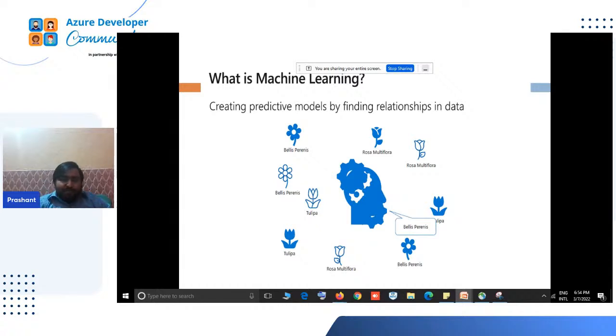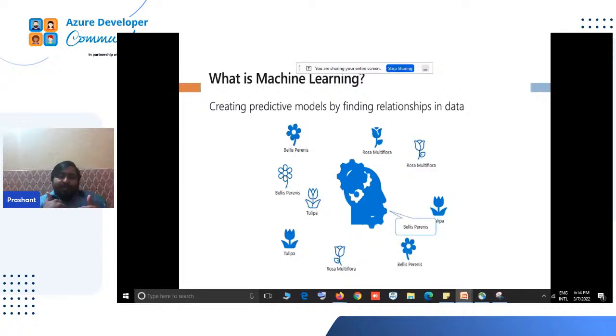This particular flower is, for example, Bellis perennis. This one is Rosa multiflora, and this one is Tulipa. So we have given certain inputs, or labeled inputs, to this algorithm, and this process is called training, where we are providing the labeled input. So we are telling the algorithm that, look, if you're getting this flower, then this is its name. If you're getting this flower, this is its name.